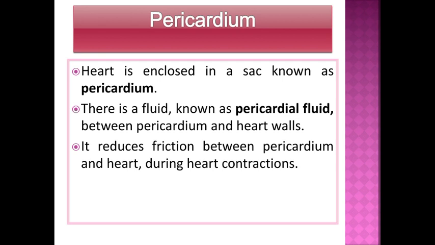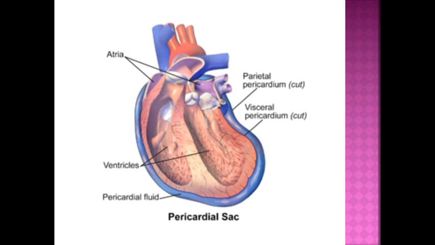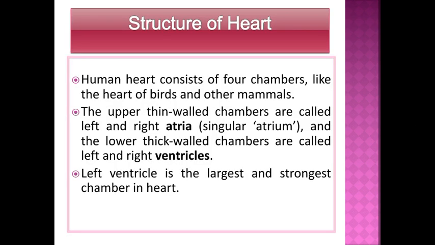Next is the pericardium. Now the heart is enclosed in a sac-like structure that is known as the pericardium, and inside the pericardium there is a fluid that is known as pericardial fluid. So this fluid helps to reduce the friction between the pericardium and the heart during heart contractions. This is a diagram where you can see the blue-colored pericardial fluid, and inside the pericardial fluid there is a heart.